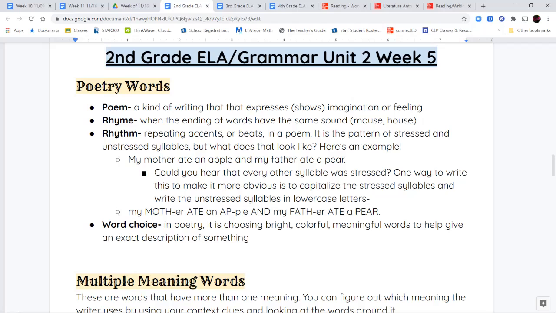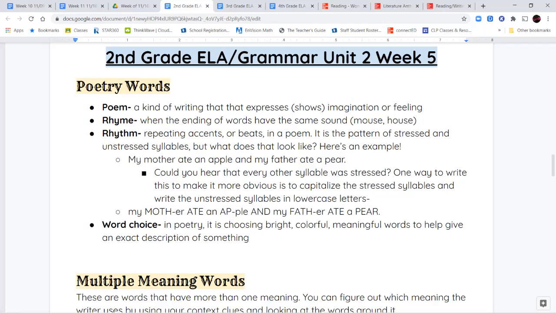Your next word is the word rhythm. Rhythm is the repeating beats or accents in a poem. So it's the pattern that you're hearing in the poem. And to be very specific, it's the pattern of stressed and unstressed syllables. So I know you're probably thinking, I have no idea what that means. What do you mean by stressed and unstressed syllables? What does that mean? So it's the way that you're saying something.